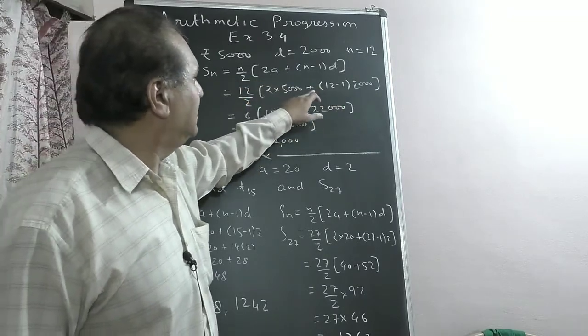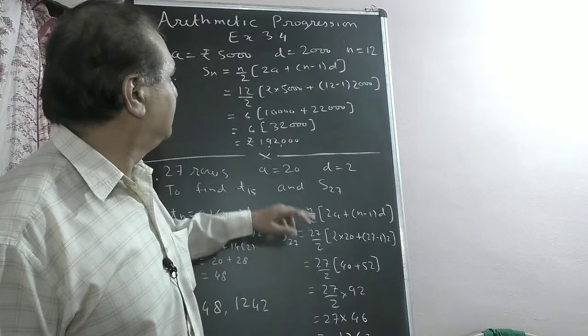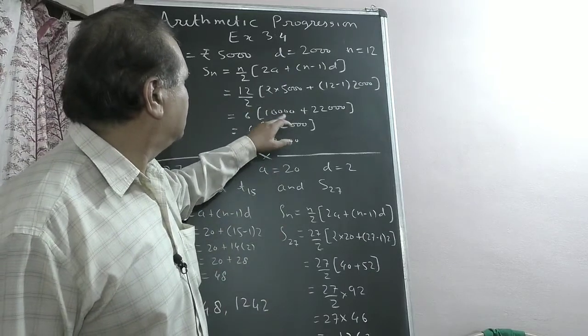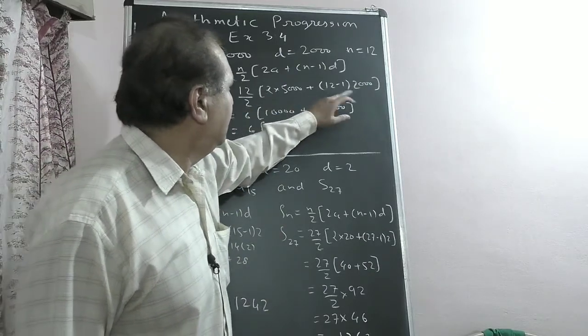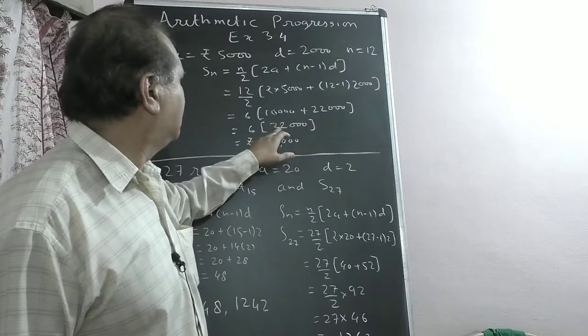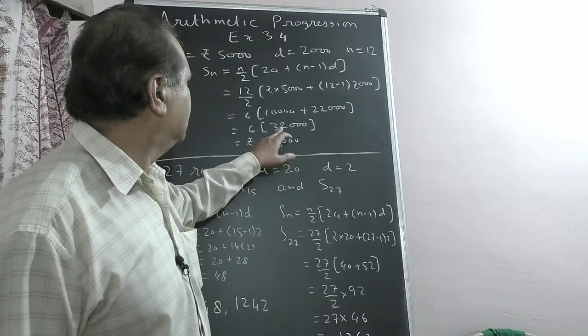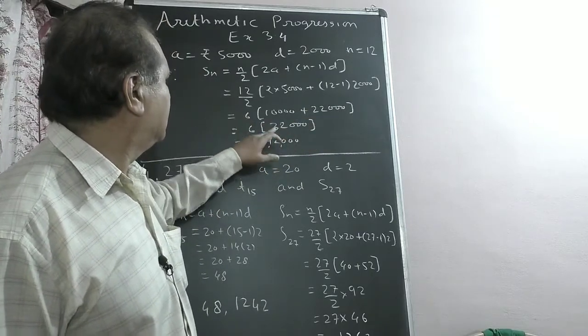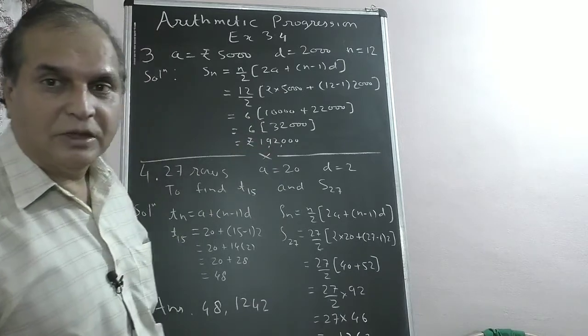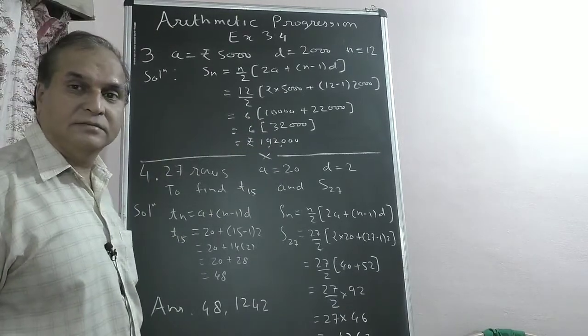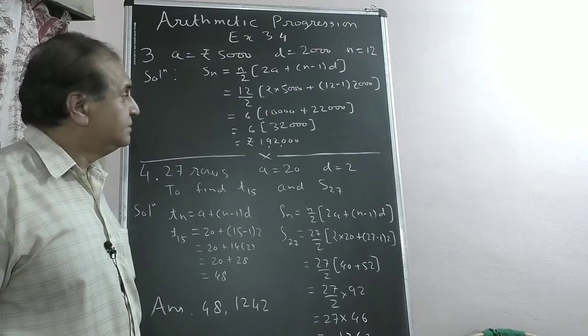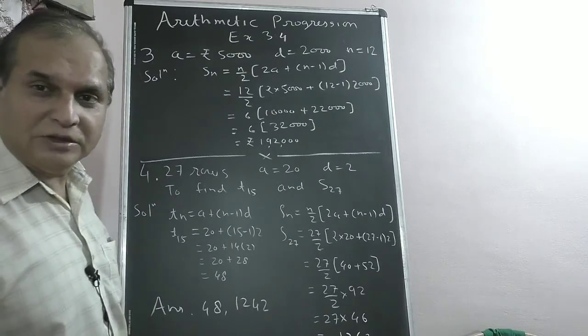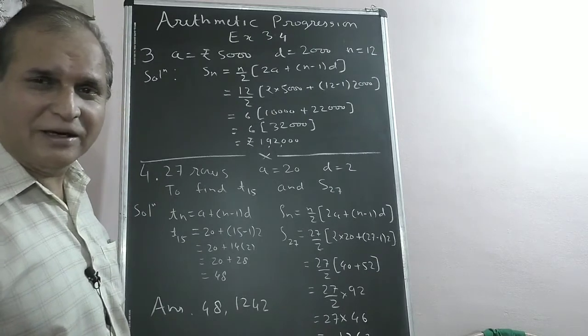2 into 5000 plus 12 minus 1 into 2000. So 2 into 5000 is 10,000. 11 into 2000, 22,000, plus 10,000, 32,000. So 6 into 32,000, 1,92,000 is the answer. Understood? So simple sum. Don't just get scared of word problems.